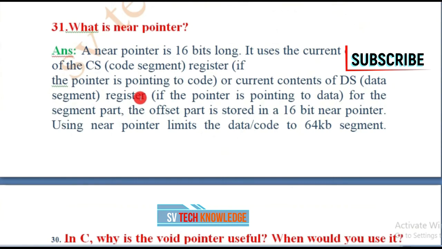What is a near pointer? A near pointer is 16 bits long. It uses the current contents of the CS code segment register if the pointer is pointing to code, or the current contents of the DS data segment register for the segment part. The offset portion is stored in a 16-bit near pointer. Using a near pointer limits the data or code to a 64 KB segment.